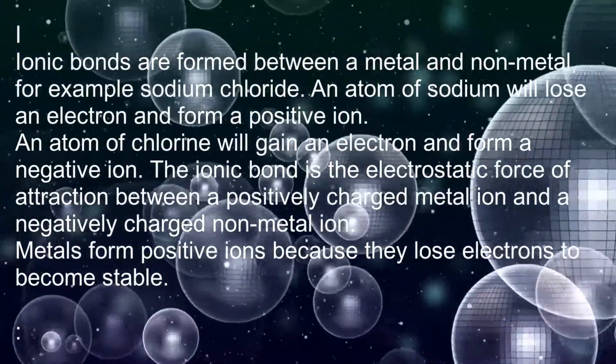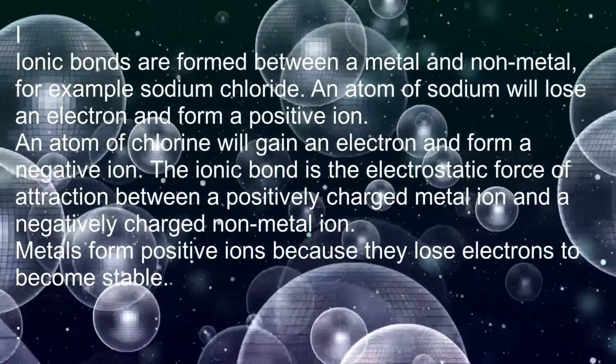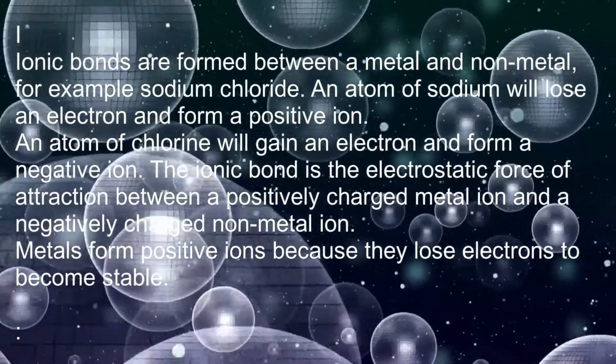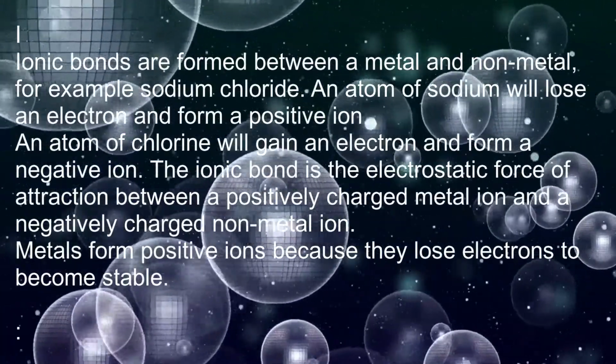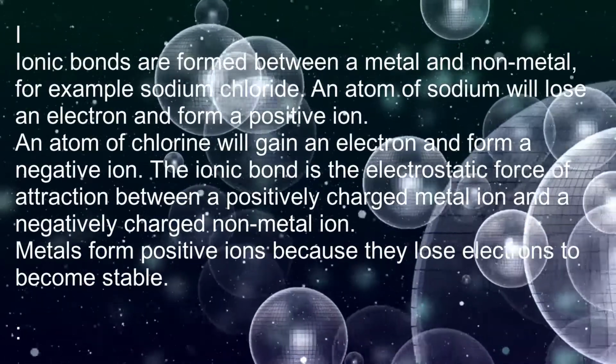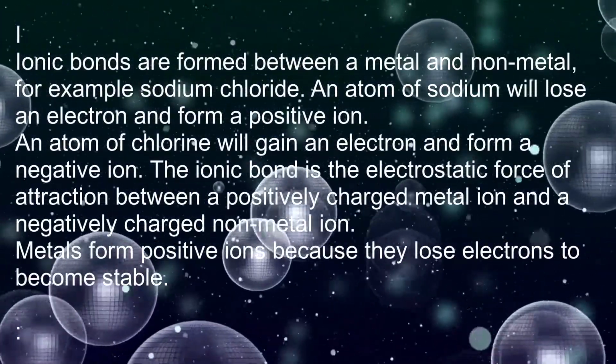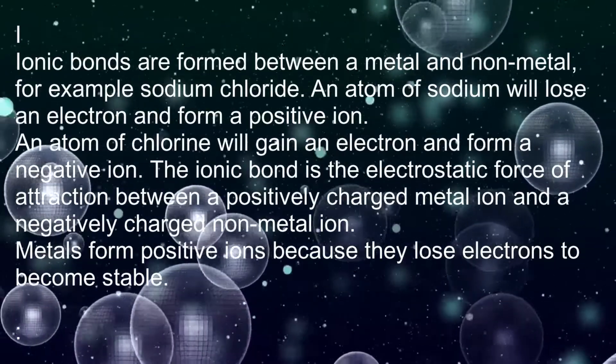An atom of sodium will lose an electron and form a positive ion. An atom of chlorine will gain an electron and form a negative ion. The ionic bond is the electrostatic force of attraction between a positively charged metal ion and a negatively charged non-metal ion. Metals form positive ions because they lose electrons to become stable.